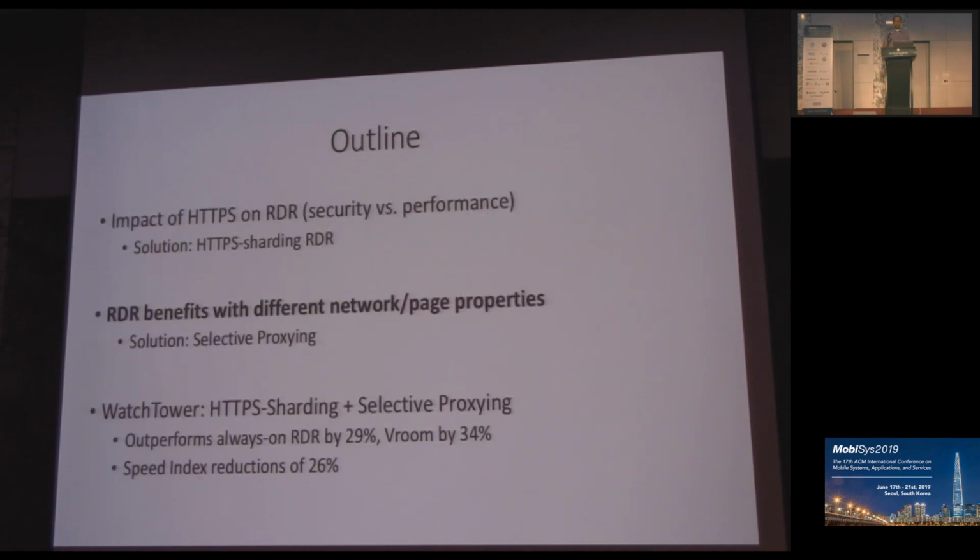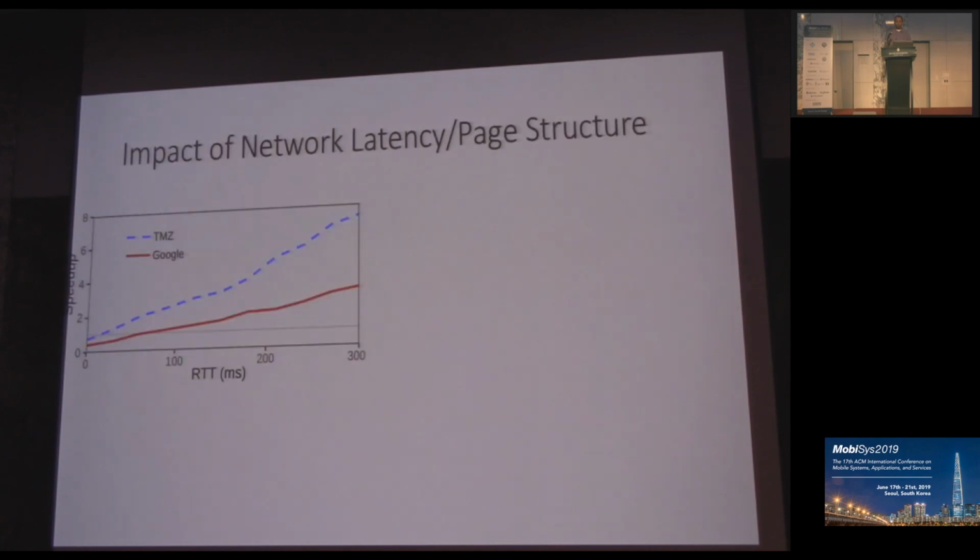So now let's switch gears and evaluate RDR proxies in different settings. Here I'll focus on 3 different parameters: network latency, page structure, and proxy location. To start, we performed a controlled experiment using 2 sites, the Google and TMZ home pages. We loaded both pages in a record and replay emulation setup called Mahi Mahi, and we considered network latencies ranging from 0 to 300 milliseconds between the client and origin servers. In these experiments, the proxy was optimally placed 0 milliseconds away from the origins, so it was effectively co-located.